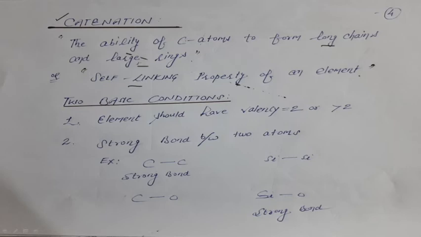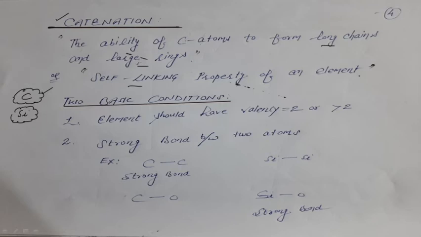Okay, and the second element in the same group as carbon, silicon, also has catenation somewhat, but that is not so large. So carbon has the highest catenation, self-linking property. That's why, due to this catenation property, carbon compounds are large in number in nature.